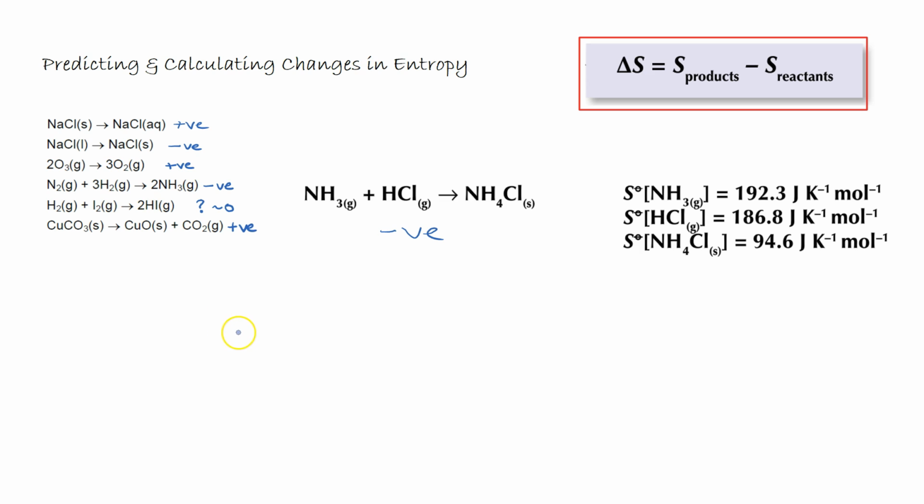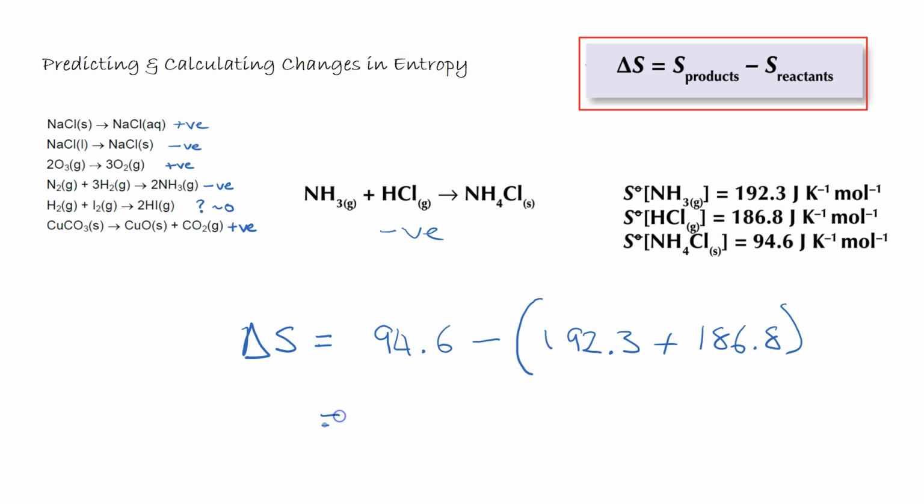But just to check, we're going to see if we can calculate here the entropy change, where we calculate the total entropy of the products, where we've got ammonium chloride, which we see here is 94.6 joules per Kelvin per mole, and we're going to take away from that the total entropy of the reactants, where we've got 192.3, which is greater because it's in the gaseous state, and we've got 186.8 again, which is in the gaseous state, so greater than our solid, and we end up with an entropy change here of 284.5, and this is a negative value, joules per Kelvin per mole.